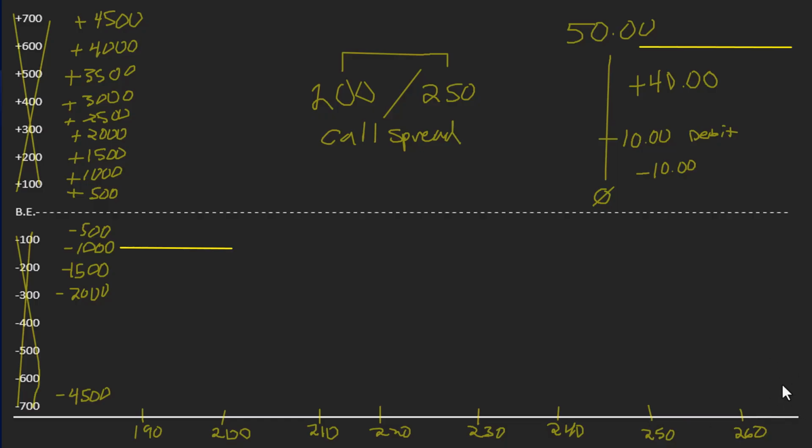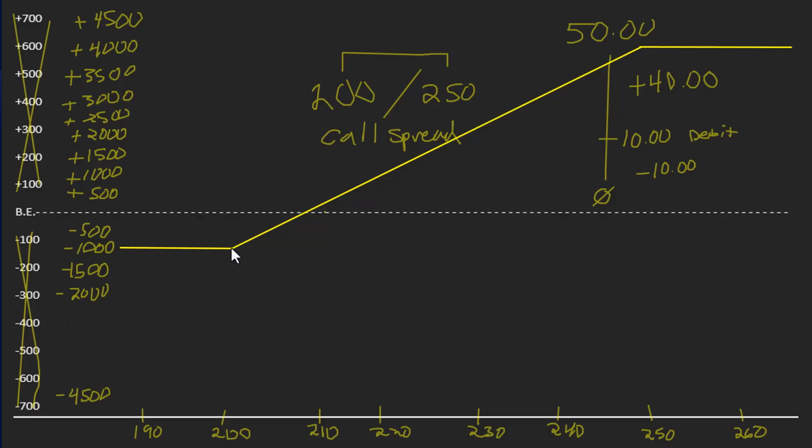It doesn't matter how high it goes, 280, 290, 300 per share. I'm still at max profit. Break even would be 10 added to the 200, so that's 210. So my break even would be right in there. These would connect up like that, and we have risk graphed a bull call spread once again.